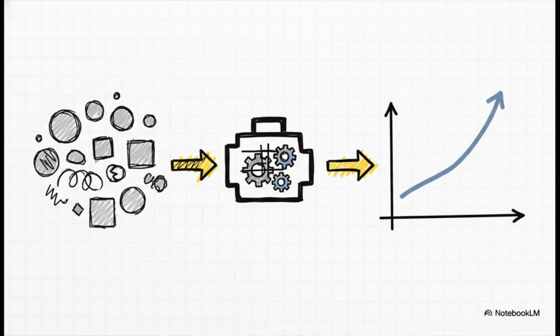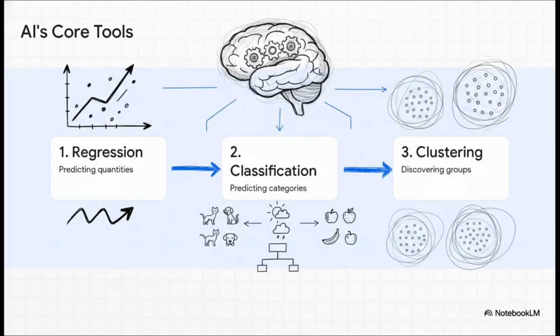The secret ingredient, the special sauce behind all of this, is a powerful technique called predictive modeling. It's basically a set of tools that are amazing at finding patterns in data to make these incredibly smart predictions about what's coming next. It's the engine that makes your apps feel so intelligent. And today, we're going to break down the three essential tools: regression, classification, and clustering.